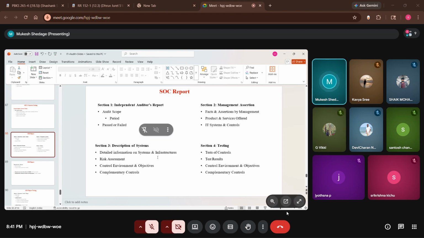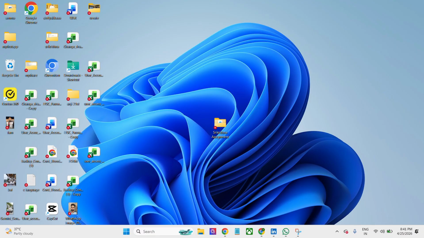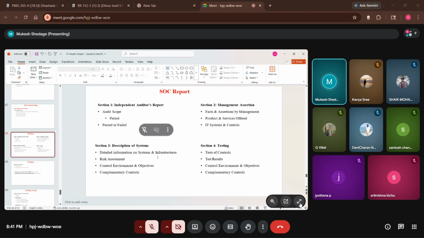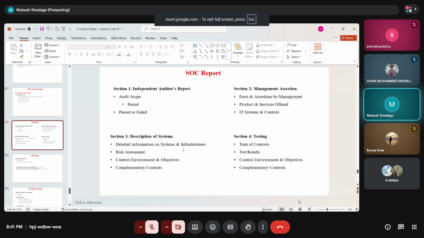Third, description of the system. Description of the system is nothing but our testing methodology: what you have tested, how you have tested, which controls are there. Section 4, actual testing. Actual testing means our test result summary, whether it is pass or fail. That's it. These are the four sections.